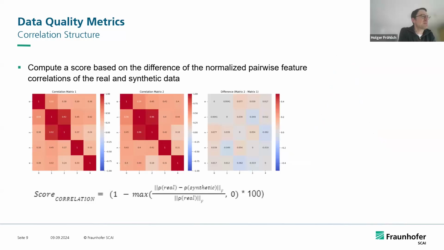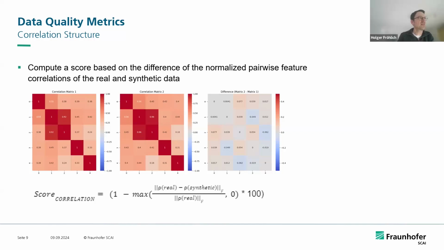And last but not least, we look into the similarity of the correlation structure. So basically what we do here is we look into the difference of the correlation matrices between real and synthetic data. And we look at this relative to the so-called Frobenius norm of the real data. So basically the relative error we make with the synthetic data compared to the real data. So this is the idea.